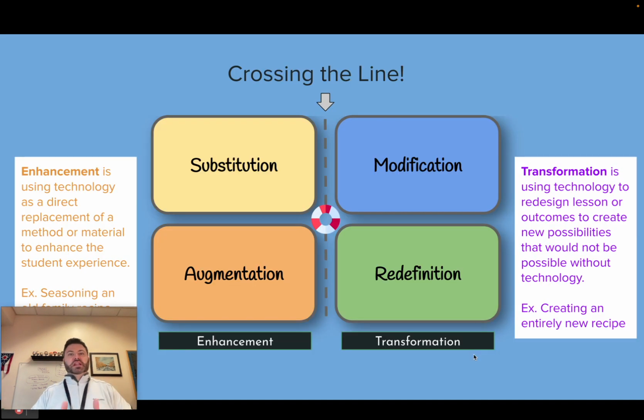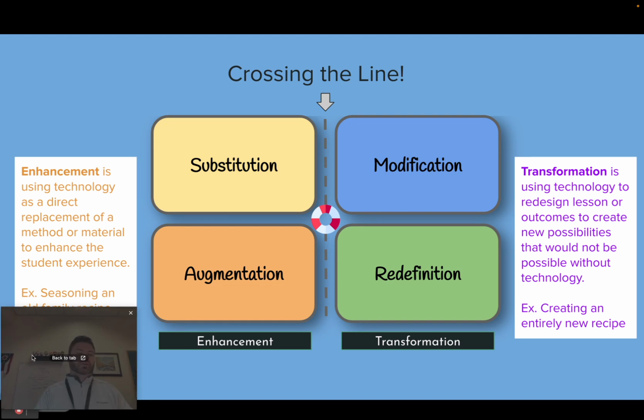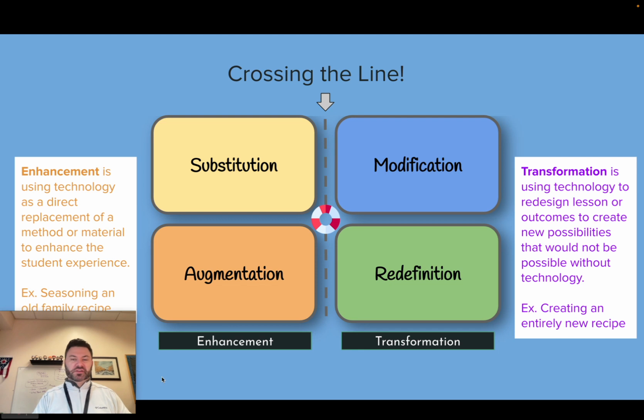Now, when you're crossing this line from enhancement into transformation, enhancement is like seasoning an old family recipe, maybe adding a little bit more garlic and a little bit more oregano and things like that. It just enhances the experience, but it doesn't necessarily transform it. The transformation stage is using technology to completely redesign the task. New possibilities exist that would have never existed before. That would be like taking that family recipe and creating something entirely new.